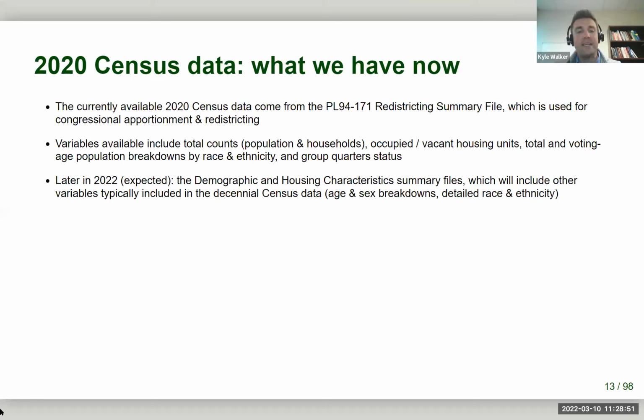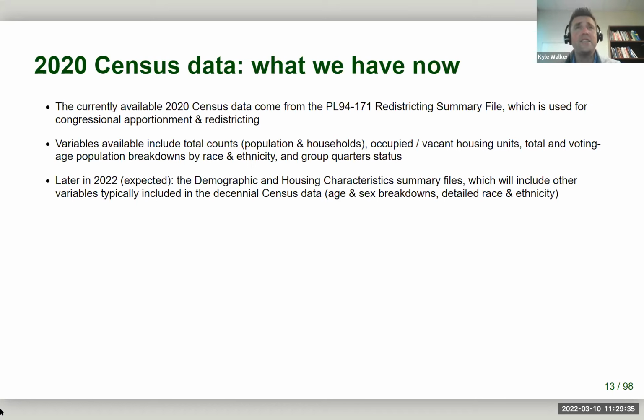So the redistricting process has been going on. We just had primary season down here in Texas with the newly drawn congressional districts. Some other states, we're seeing those being litigated in court right now, but those are based on this redistricting data that we can use. What that means is we don't yet have all the variables that we typically get with a decennial census. So we have total counts, population and households, we have occupied and vacant housing units, and we have total population and voting age population breakdowns by race and ethnicity. And then we also have group quarters status.